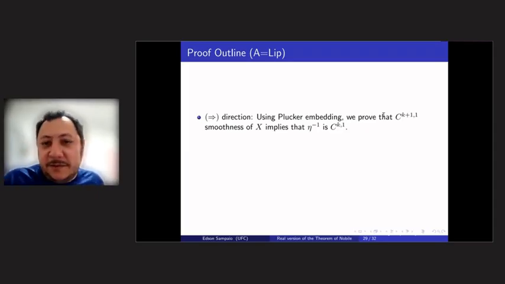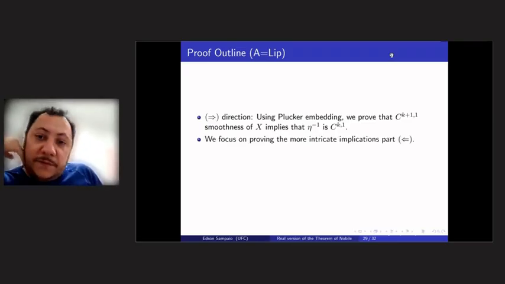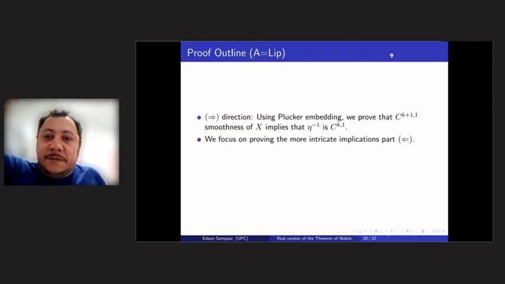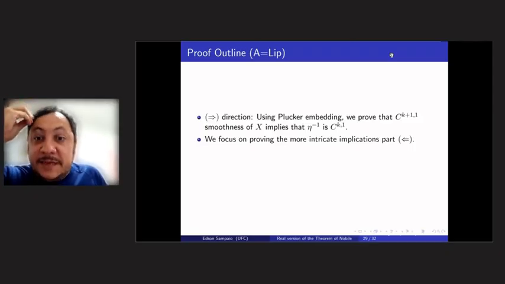Something like that. I'm a lucky guy, so I will focus on the more intricate implication, which is the converse, when I assume regularity on eta, and then obtain regularity on x.